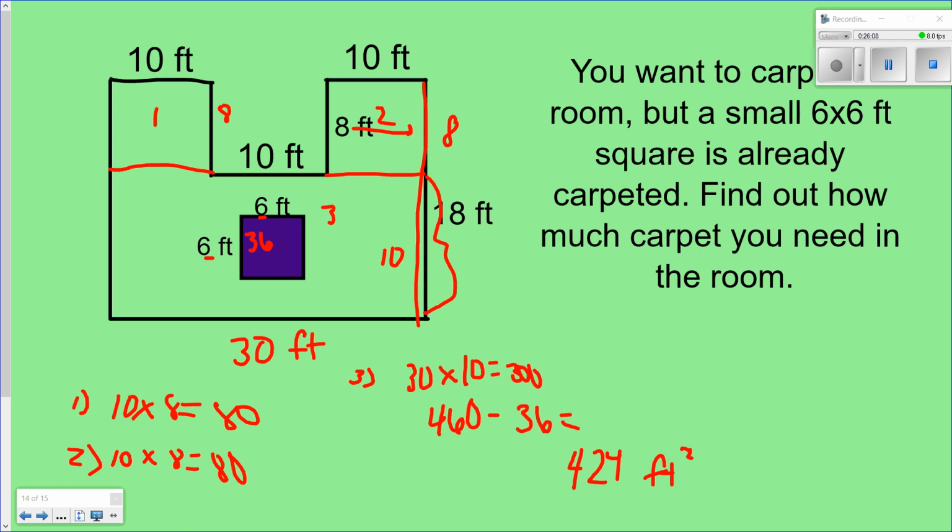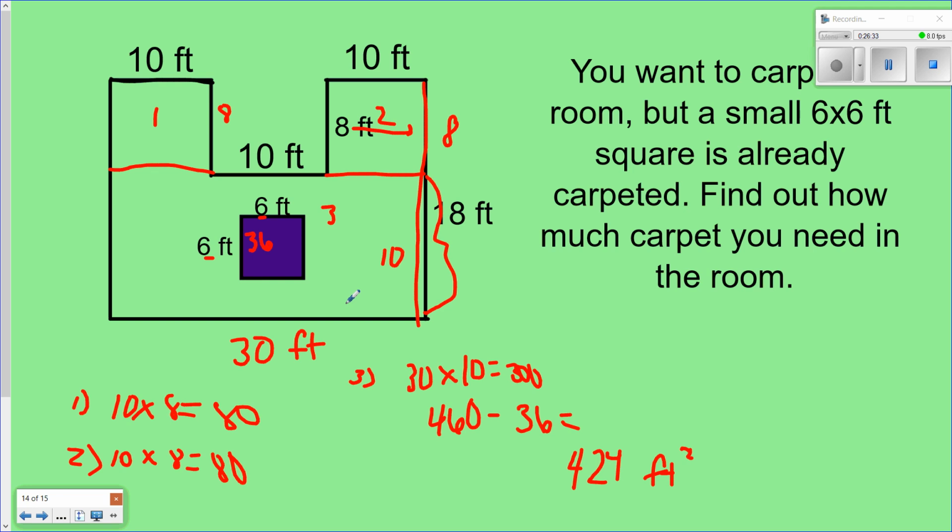Okay, a few things you need to remember. You need to stay organized in your problems. You need to remember that when you split up your irregular figures, you split them into the least amount of shapes possible, because otherwise you're going to start getting confused. The hardest part of this is going to be finding some of the side lengths that you don't know. So do your best.